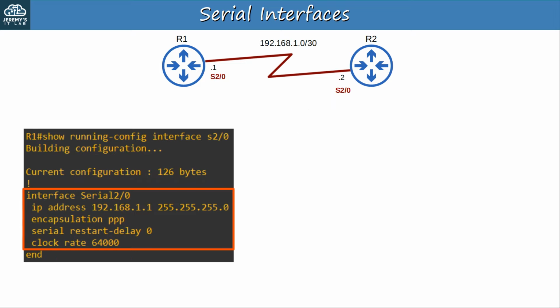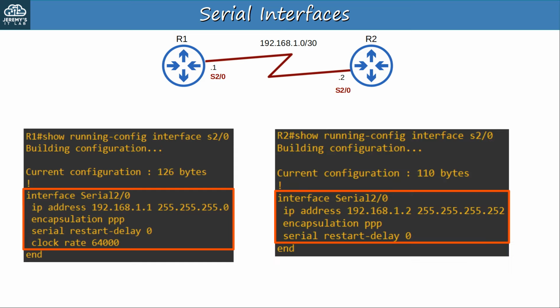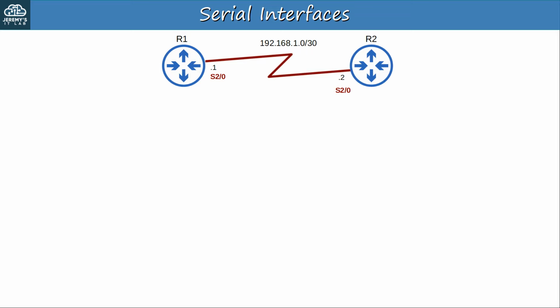Here's the configuration I did on R1. The serial restart-delay 0 command was there by default, so I only configured the clock rate, encapsulation, and IP address. And here it is on R2, with no clock rate command because it is the DTE end. Now you're probably wondering, how can I tell which side is DCE and which is DTE?